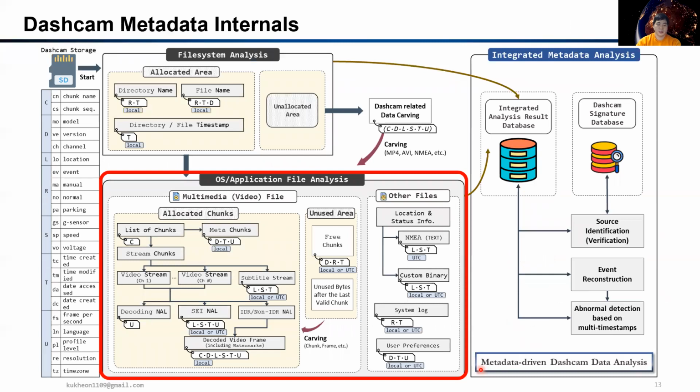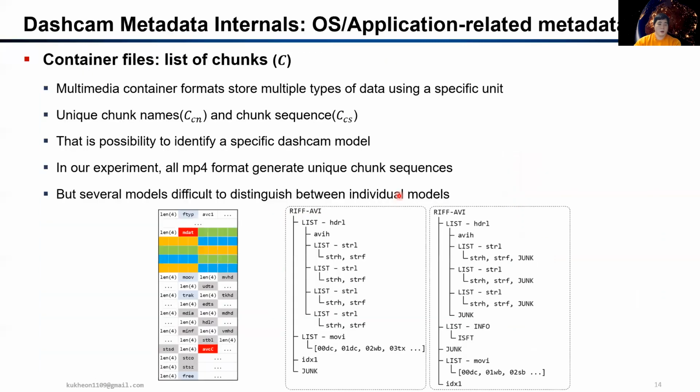Next, the operating system and application file analysis part. It consists of multimedia files and other files. Multimedia container formats store multiple types of data using a specific unit, with unique chunk names and chunk sequence. In our experiment, there is a possibility to identify a specific dashcam model, as the MP4 format generates a unique chunk sequence. But for several models, it is difficult to distinguish between individual models.